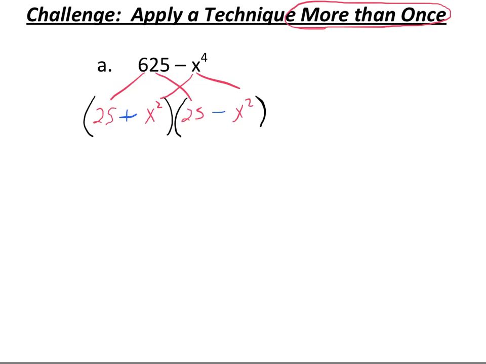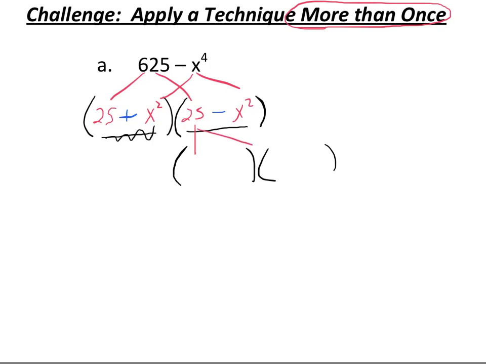Well, the first one has a plus in it, so that is not factorable. But this one has a minus, so it's a difference, so that part is achieved. And I can root 25, and I can root x squared. So I can go one step further with this last one.